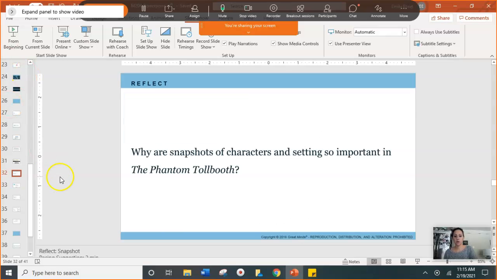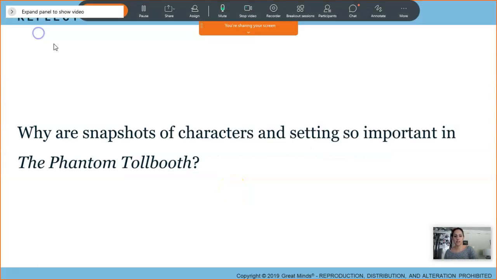So who can tell me really quickly, give me a thumbs up emoji if you would like to answer this question. Why are snapshots of characters and settings so important in the Phantom Tollbooth? Mason, tell me, why are they so important? Because they'll give you an image in your head of what they'll look like, and they may occur more in the book, that you can have a visual. If someone comes back up, you kind of have a visual like, oh, that's what that person looks like. Good. Autumn, do you want to add anything? That was basically what I was going to say. Okay. Daniela, do you want to add anything?